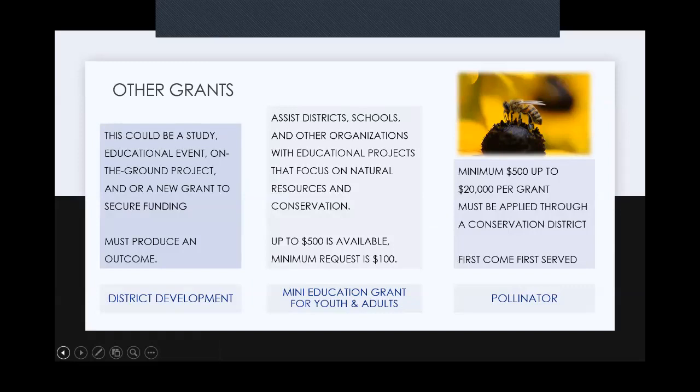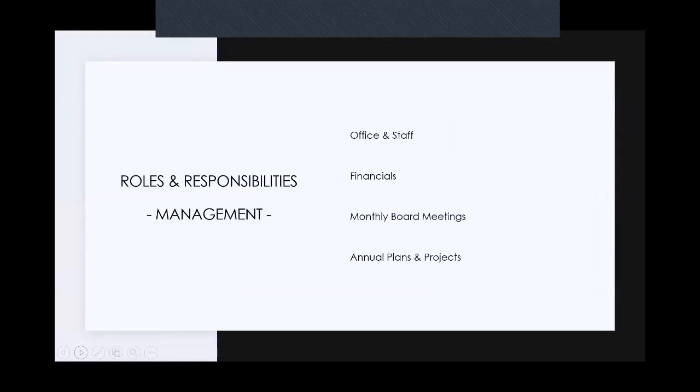One of the things that's really important in the 223s is that it must be strongly demonstrated that it's a conservation-related grant, and it must really produce strong partnerships. Those are two things that you must emphasize when you write a grant for the 223 or the district development. Thank you, Linda.